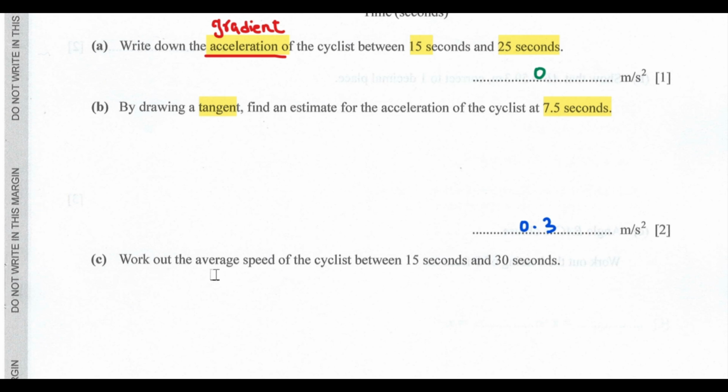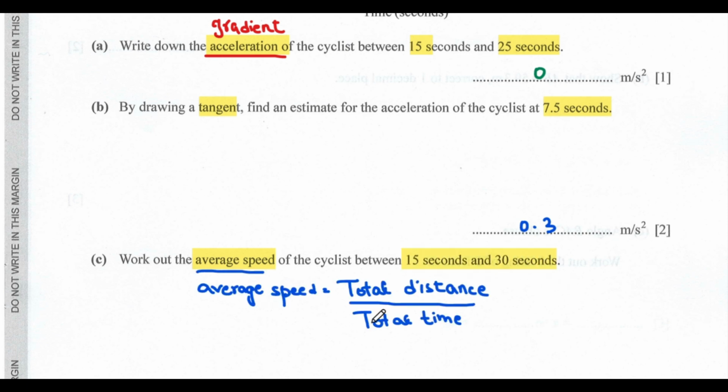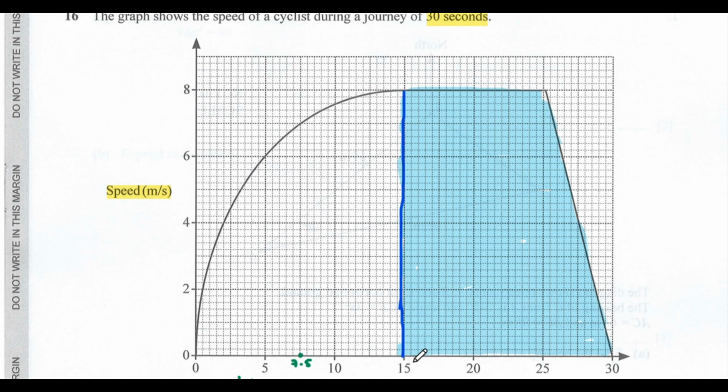C part says work out the average speed of the cyclist between 15 seconds and 30 seconds. Formula for average speed is total distance over total time. And you know the time interval between 15 second and 30 second is 15 seconds. So that means the total time is 15 second. And to get the total distance, we will calculate the area under the curve because area under the velocity time curve defines the distance. So I'm writing the total time as 15 and now I'll calculate the distance by calculating the area under the curve between 15 and 30 seconds.